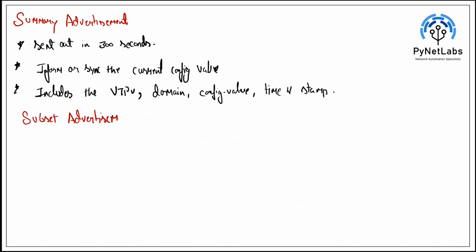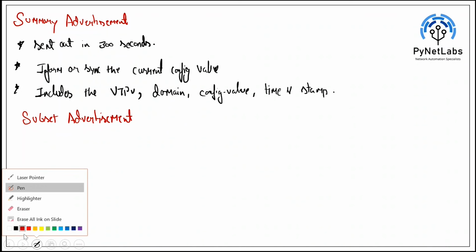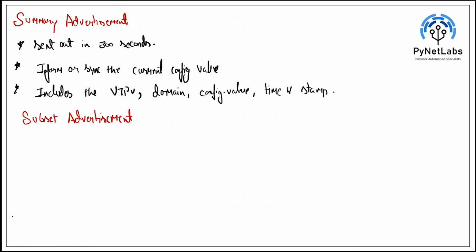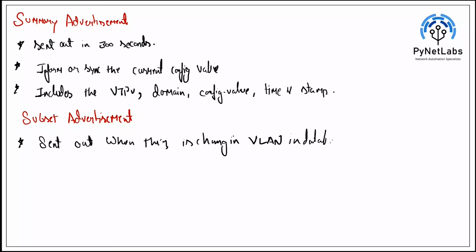Now we have the subset advertisements. What are these? Subset advertisements are sent out when there is a change in the VLAN database. For example, if you have deleted some VLAN, say in servers where you have 20, 30 VLANs, and you have deleted VLAN number 20, then a subset advertisement is sent whenever you make changes inside your VLAN database.